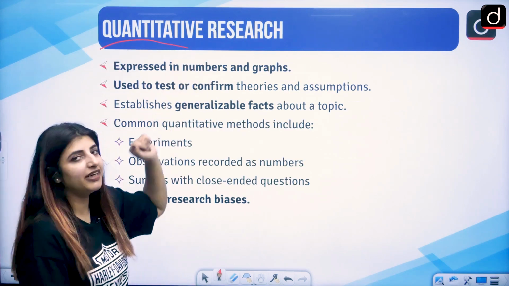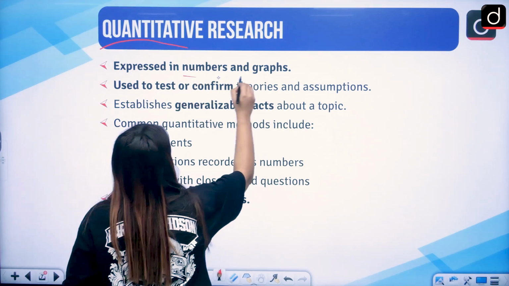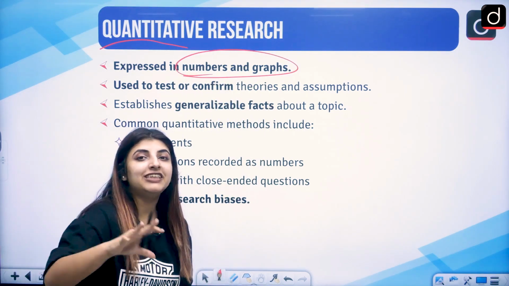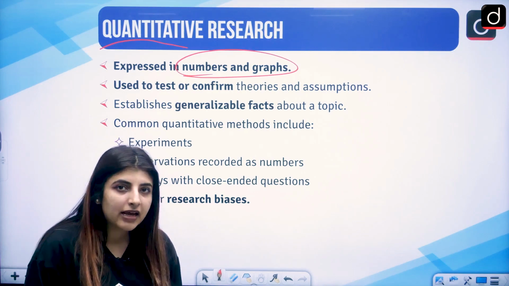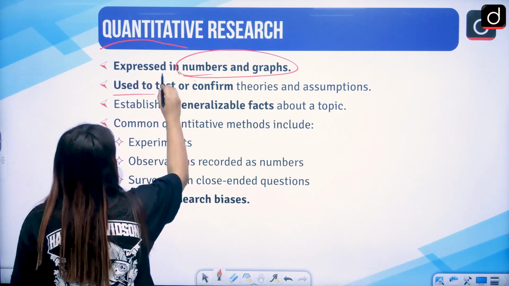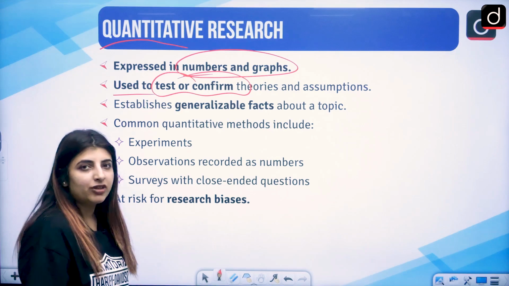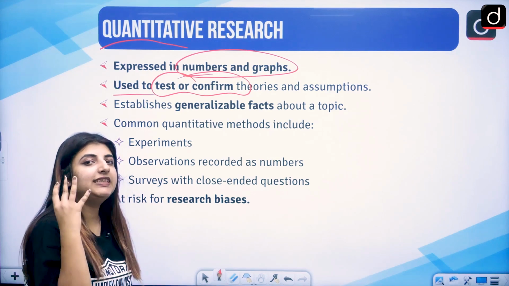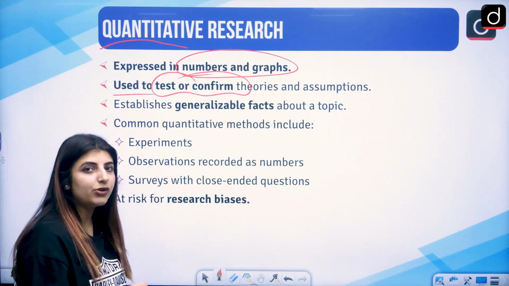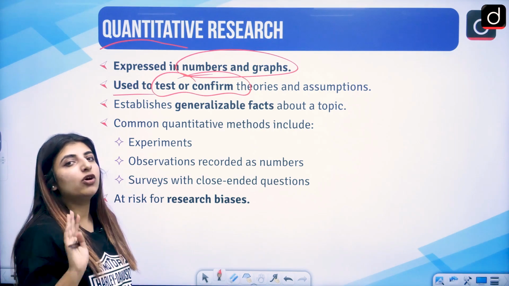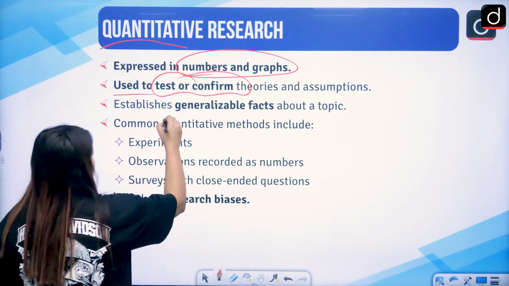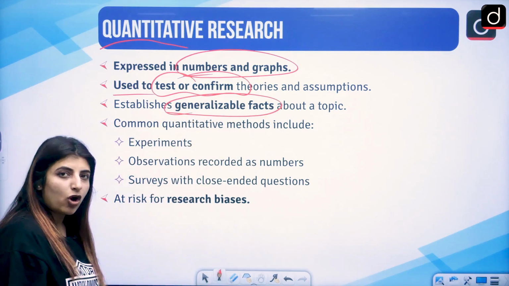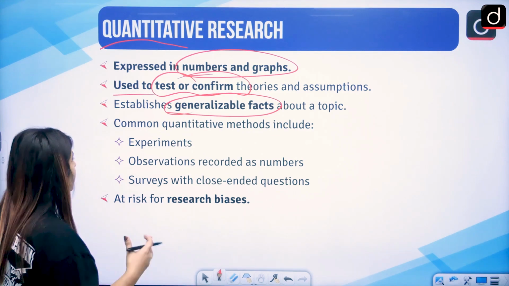Now comes quantitative research, expressed in numbers and graphs, hence it is measurable. You can measure how many students are present in a class, right? It is used to test or confirm theories and assumptions. It is a deductive approach which is used because you are testing what has already been established. It establishes generalizable facts about a topic. We'll be talking about it through the usage of an example as well.